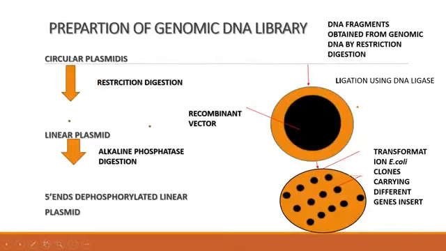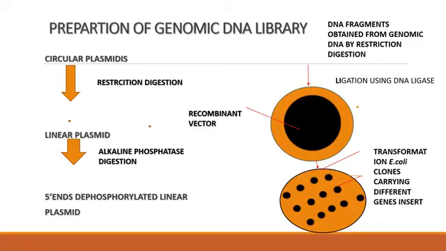So, we'll take a circular plasmid. A circular plasmid is extrachromosomal DNA present in the bacteria. Now, that can replicate independently and can form copies. Now, that DNA is digested with the help of a restriction enzyme. Treatment of the plasmid DNA with the restriction enzyme is called restriction digestion. Then we will remove its 5' phosphate with the help of alkaline phosphatase. This is called alkaline phosphatase digestion.